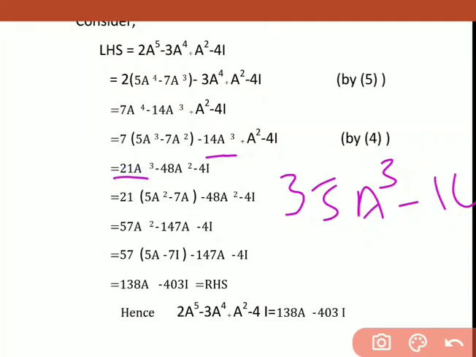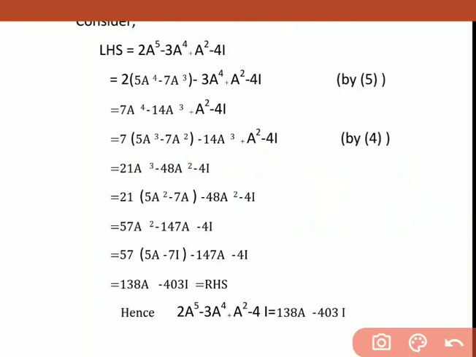And similarly open this bracket. 7 sevens are 49, 49a^2, and here we have one more a^2. So 49 minus 1 is 48a^2. Next is the remaining element, −4i, as it is.